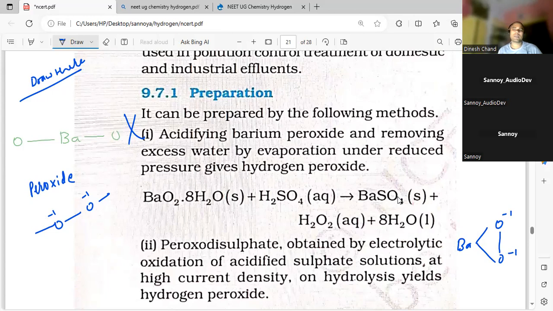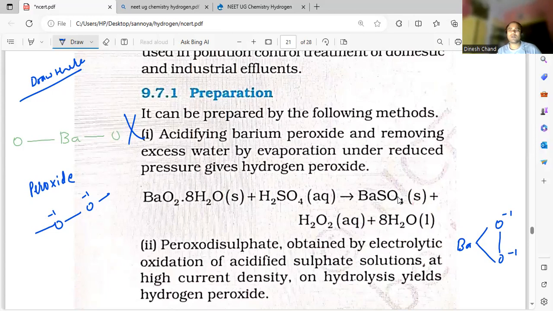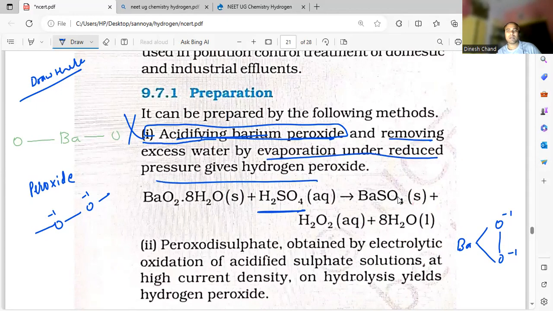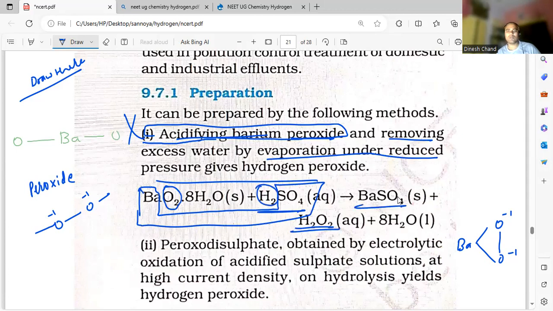Okay, let us move. Let us move on to how you are going to prepare hydrogen peroxide. The first method is by acidifying barium peroxide. We are using barium peroxide, and you are acidifying with H2SO4, right? So what will happen? Removing the excess water by evaporation under reduced pressure gives hydrogen peroxide. Here BaSO4 is out, and what is left is oxygen and hydrogen, forming H2O2, BaSO4 and H2O2. The 8H2O water of crystallization remains as it is. Okay.